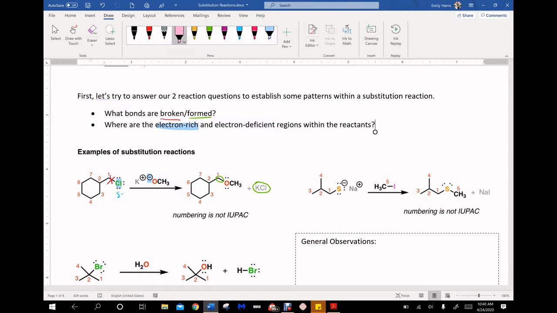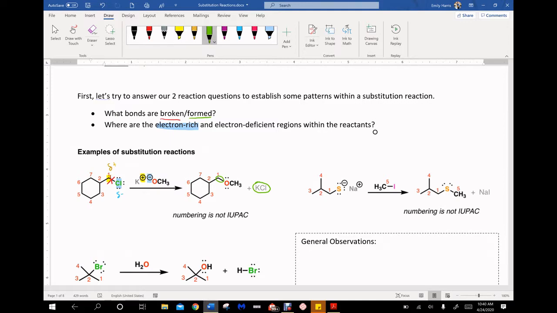As far as electron-deficient regions go, this carbon, that carbon 1, is going to be partially positive because it's attached to a more electronegative chlorine. And then I also have a full positive on this potassium ion here. All right, so now let's make some observations about these next 2 examples and see if we can start developing some patterns.